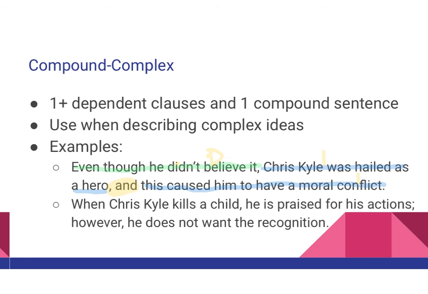Another example. When Chris kills a child, he is praised for his actions. However, he does not want the recognition. So I have my dependent with my comma because it's at the beginning. He is praised for his actions, is independent. And then, however, he does not want the recognition is another independent. So notice you can still use these transitional words here, but again, don't capitalize it. Make sure you punctuate correctly. Here's your semicolon.